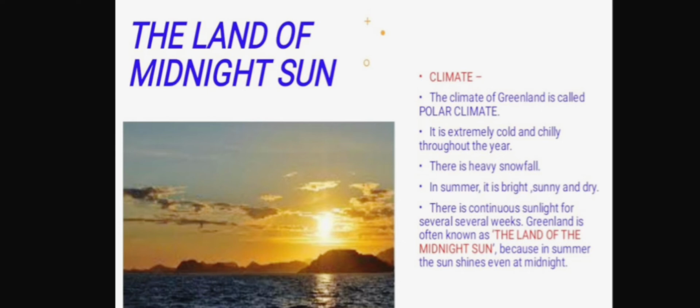Now, we know that most of Greenland comes under the frigid zone. That is why it is mostly covered with ice. The climate of Greenland is called polar climate. It is extremely cold and chilly throughout the year. There is heavy snowfall. In summer, it is bright, sunny and dry. There is continuous sunlight for several weeks. Greenland is often known as the land of the midnight sun because in summer the sun shines even at midnight.